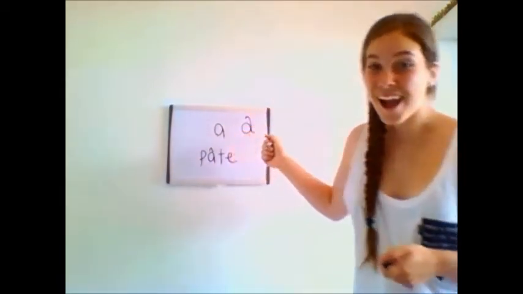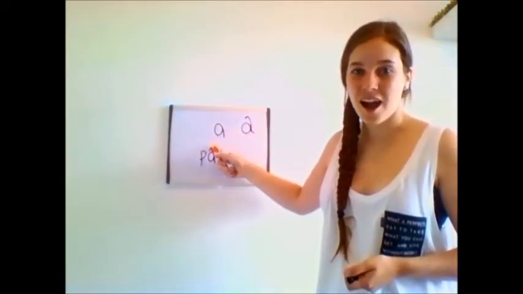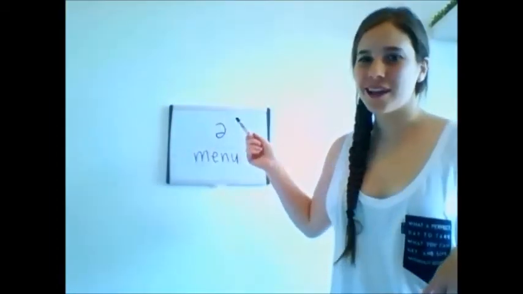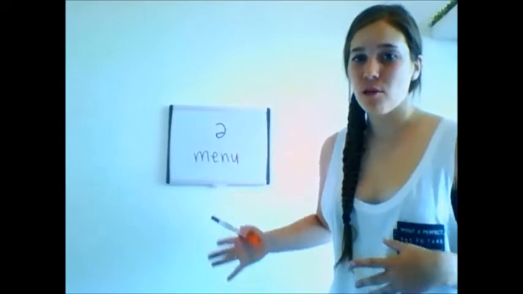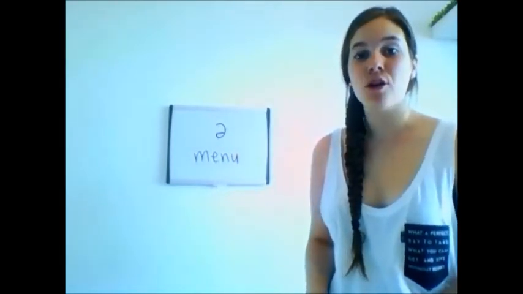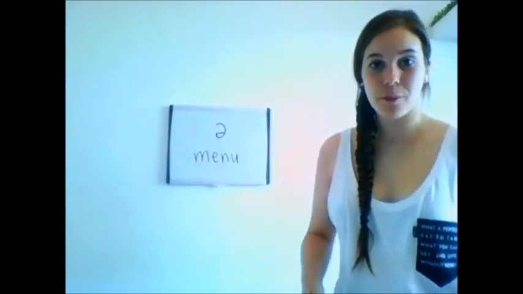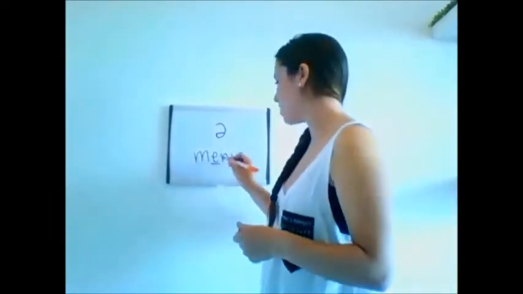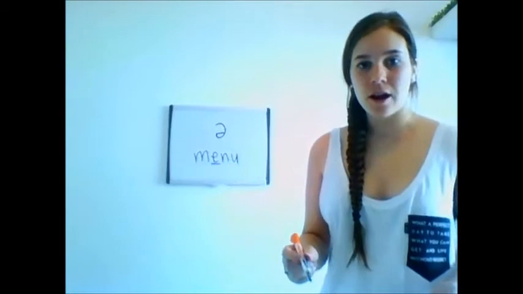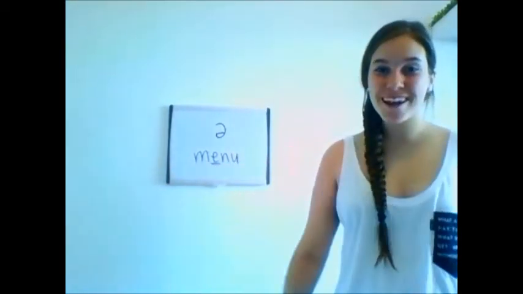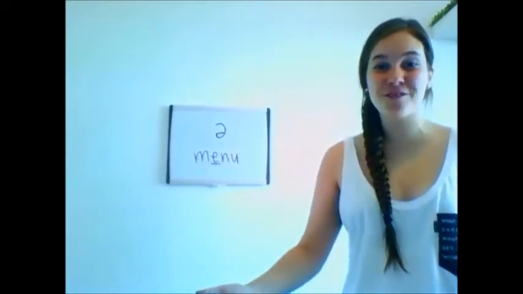So this is ah. Okay, next one. So it's like an E upside down. It represents the sound E. In English, you have the word menu. Menu, so it's like this one here. Menu, menu. It's the same actually in French. It's the same word, so it's menu. Here you go. I taught you a sound and a new word in French.